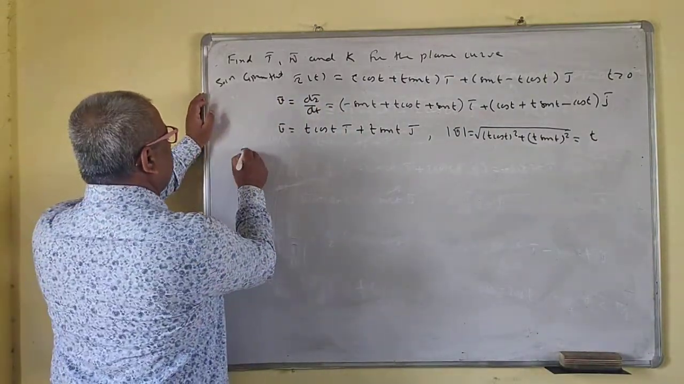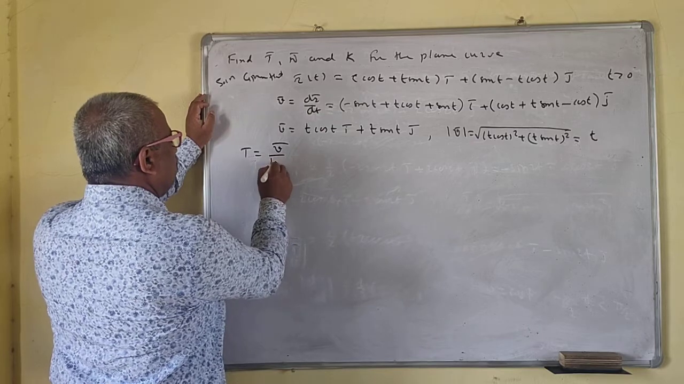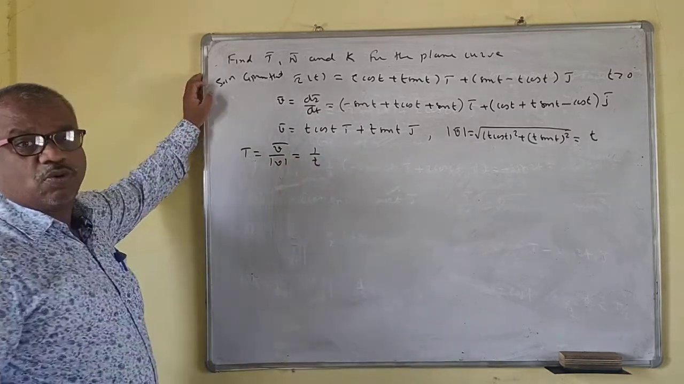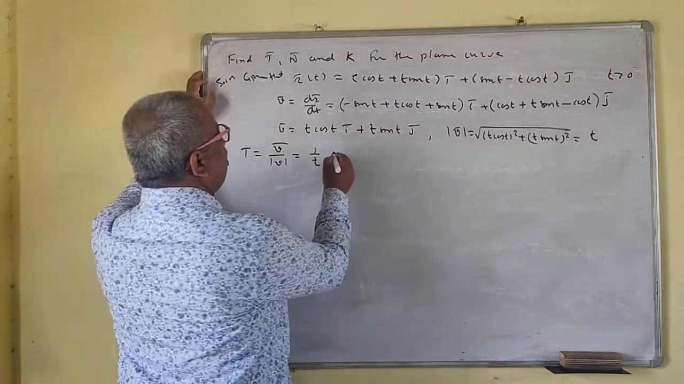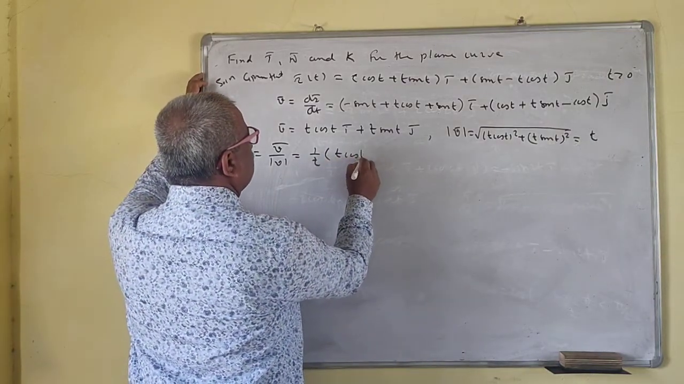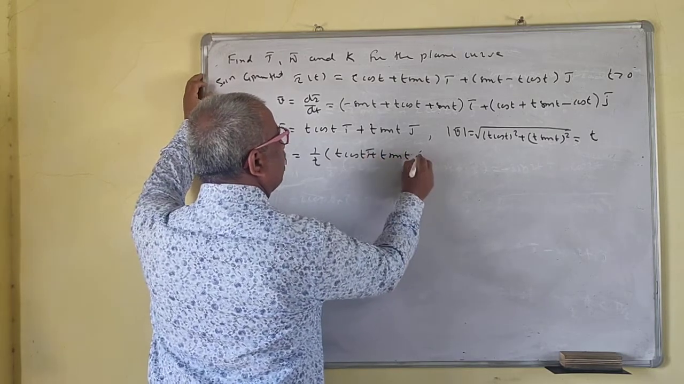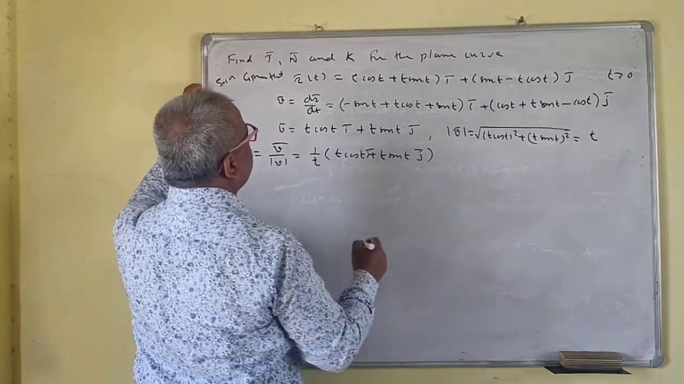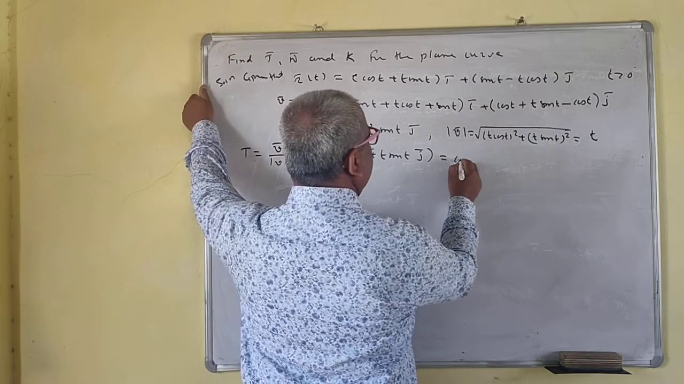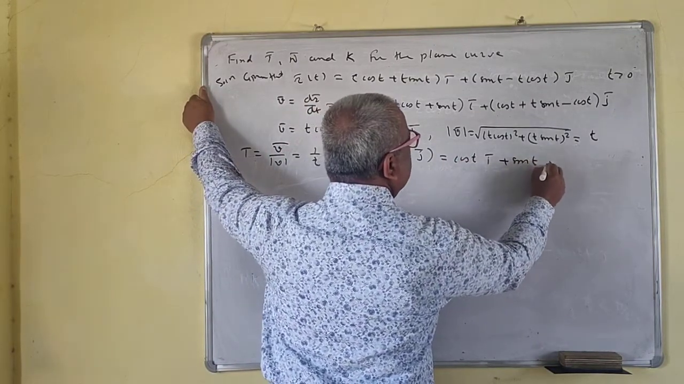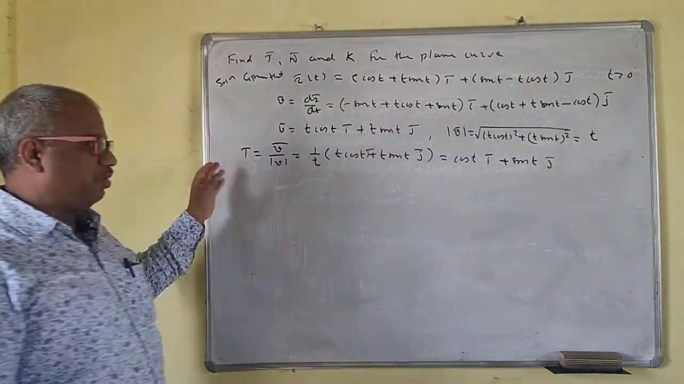Now we'll find the tangent vector. It is v bar upon mod of v bar. So this is 1 upon t, 1 upon mod of v bar is 1 upon t. And then you have to write v bar: t cos t i bar plus t sin t j bar. Don't forget to write i bar and j bar. So t gets cancelled. So this is cos of t i bar plus sin of t j bar. Now the problem becomes simple.